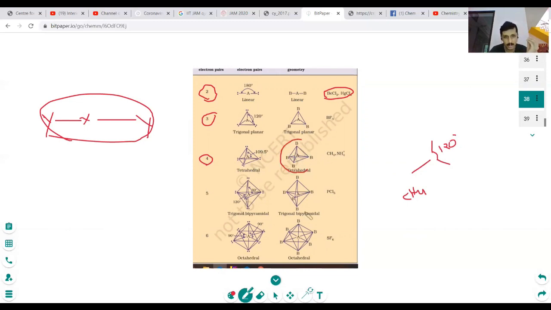And we have five, the trigonal bipyramidal, that is three in the plane, and one each above and below the plane, and you have the octahedral structure. These are perfect structures without any distortion. But when you introduce lone pairs, the distortion starts to occur.